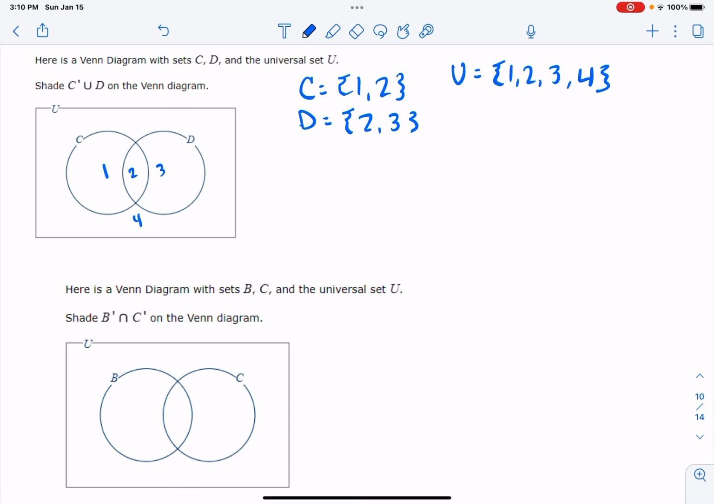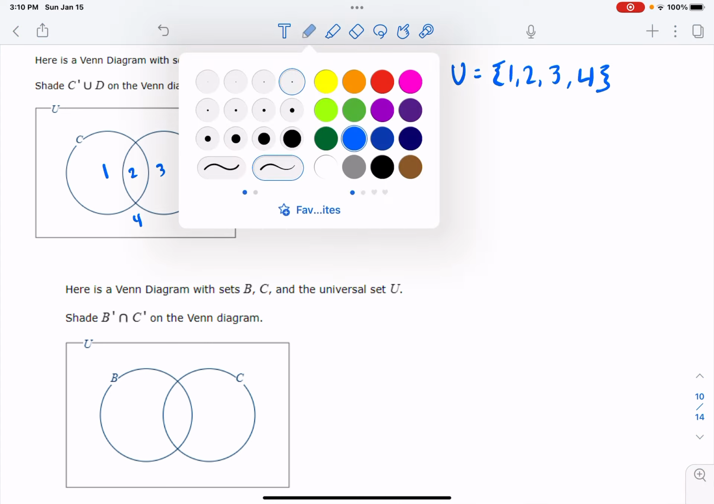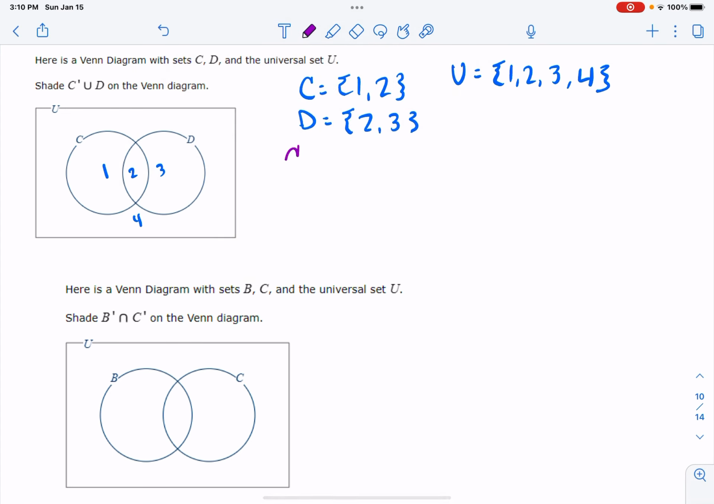All right, so not C. So not C would be what's not in C. So C is 1 and 2. So what's not in C? We would say not in C would be 3 and 4.